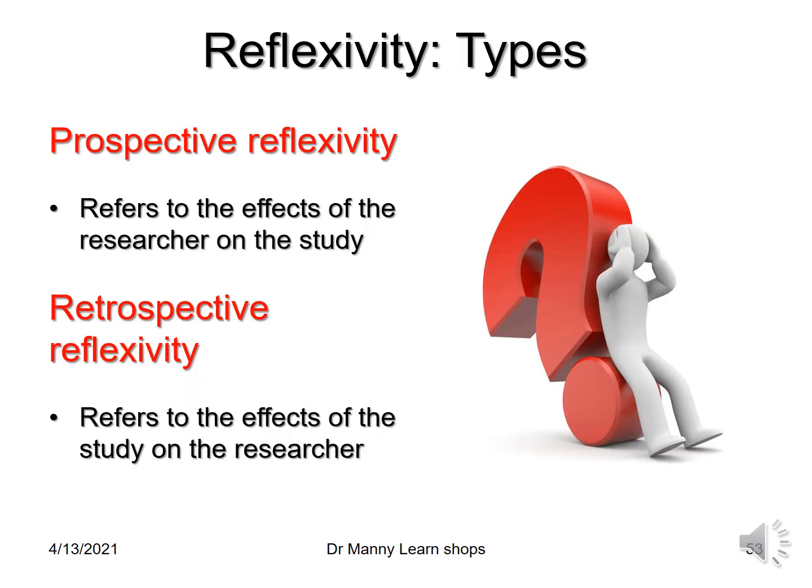What are some of the types of reflexivity? Well, you've got prospective reflexivity, which refers to the effects of the researcher on the study, because you can have an influence on the study and you don't want to have an influence on the study. Then you've got retrospective reflexivity, and this refers to the effects of the study on the researcher, because the study can have an effect on you, and in your research you can actually introduce a component which, for example, says researcher reflections and reflexivity on the study.